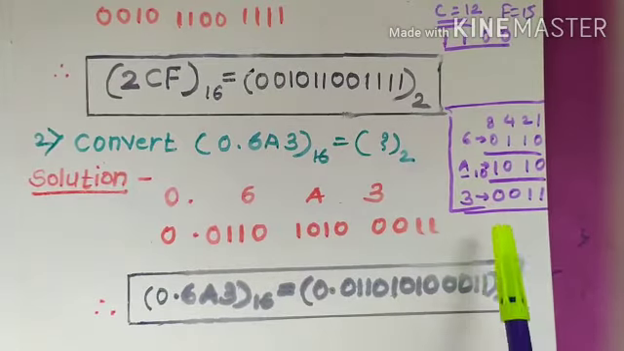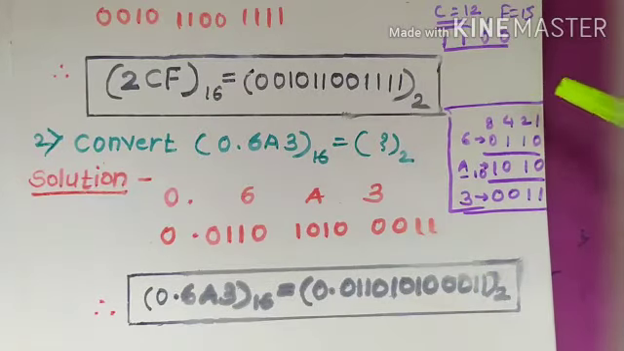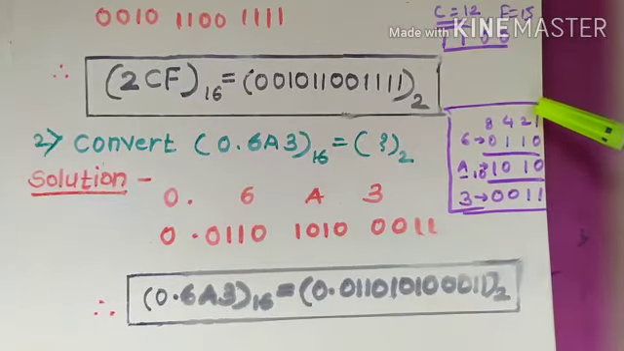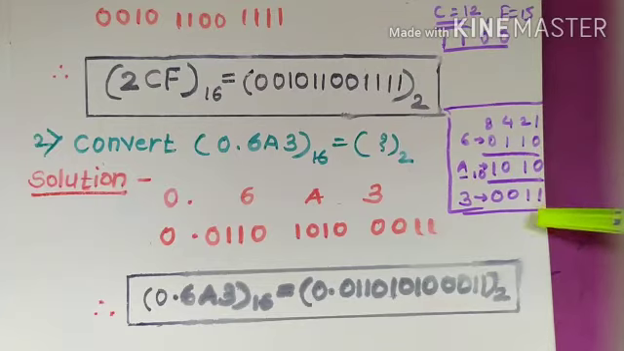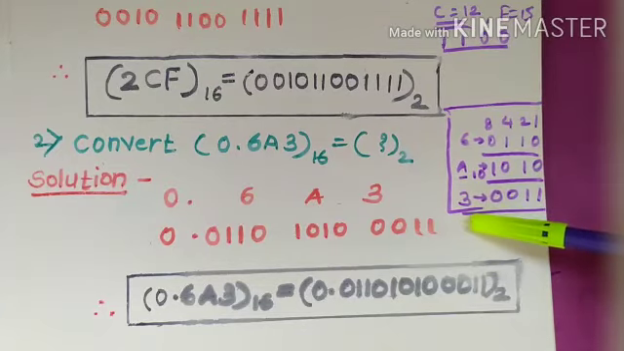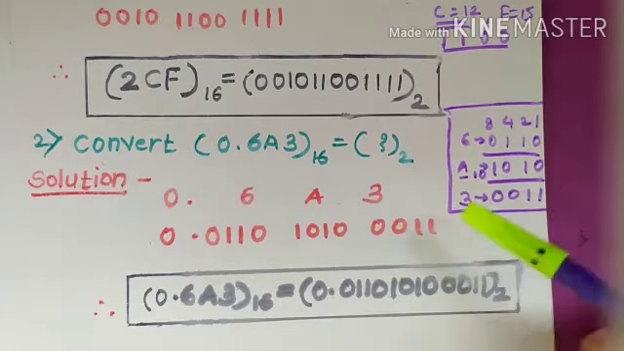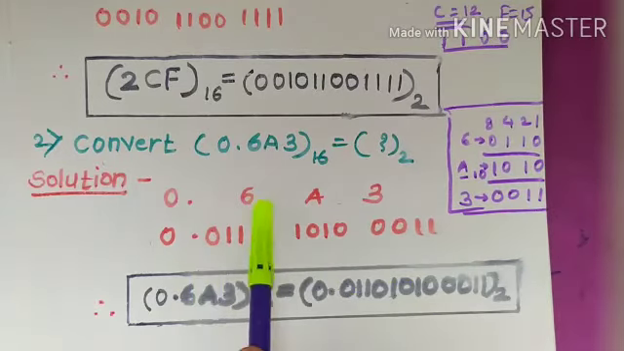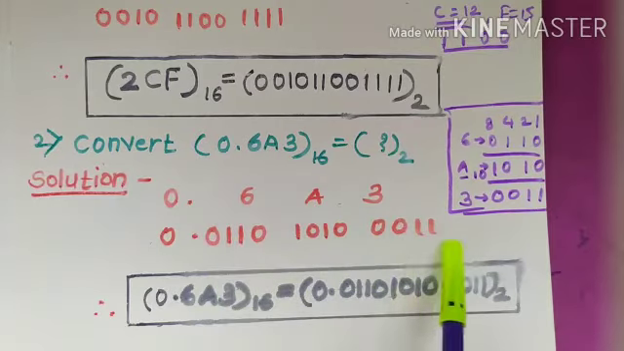Now we have to represent this 3 hexadecimal in binary. By adding these 2 digits, 1, 2, 2 plus 1 is equal to 3. So write only 1 below 2 and 1 digit only. So we'll get the answer for 3 hexadecimal in binary: 0011. So by writing all these binary equivalents below each hexadecimal digit, we'll get the total number like this.